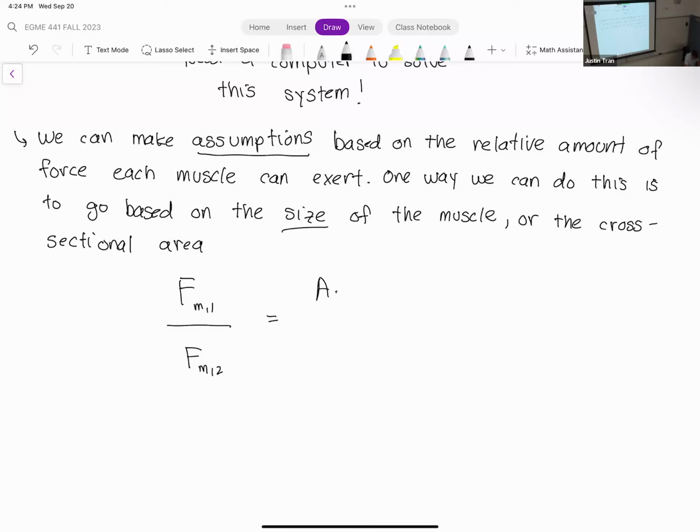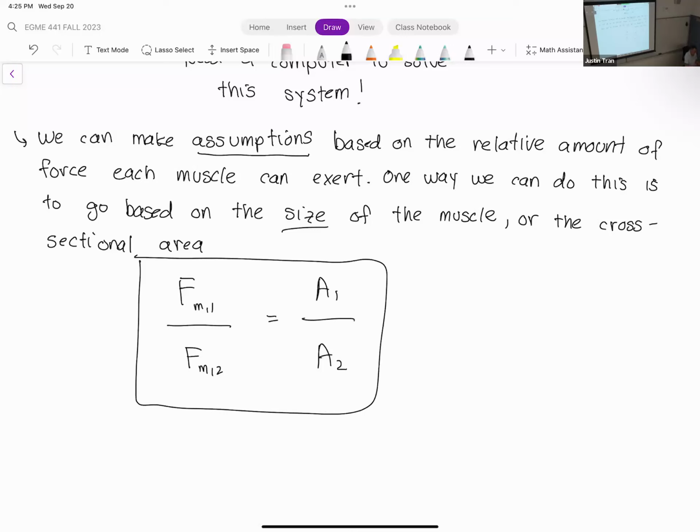So A1 and A2 are the cross-sectional areas of those muscles. Bigger muscles can exert more force, right? So it makes sense. But there's also a lot of biological backing for this.